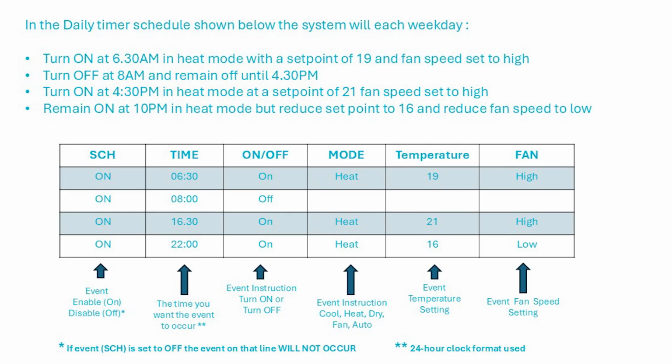In the daily timer schedule shown below, the system will, each weekday, turn on at 6:30 AM in heat mode with a set point of 19 degrees and a fan speed set to high. Turn off at 8 AM and remain off until 4:30 PM. Turn on at 4:30 PM in heat mode and at a set point of 21 degrees, fan speed set to high. It will remain on at 10 PM in heat mode but reduce set point to 16 degrees and reduce fan speed to low. Note that in the event SCH is set to off, the event in that line will not occur.